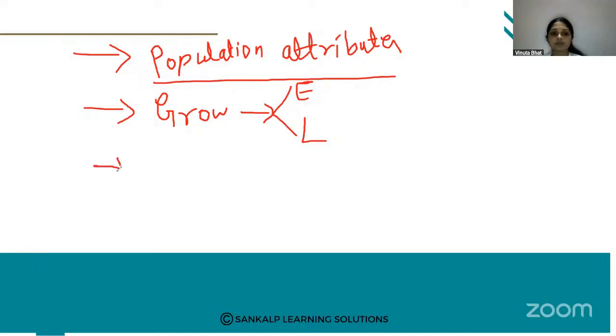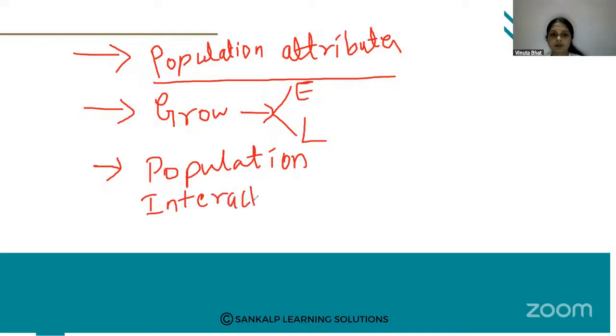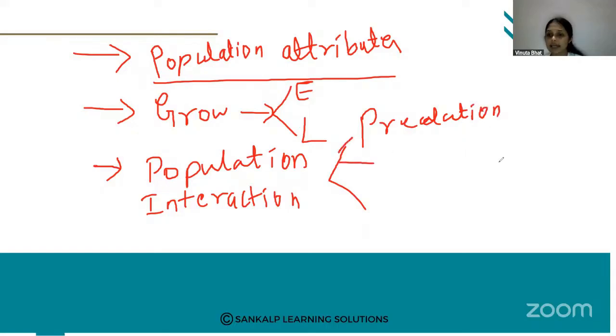Then population interaction. In this we studied predation. The importance of predation and some examples for predation and the defense mechanisms in plants and animals. These all are very important with examples.